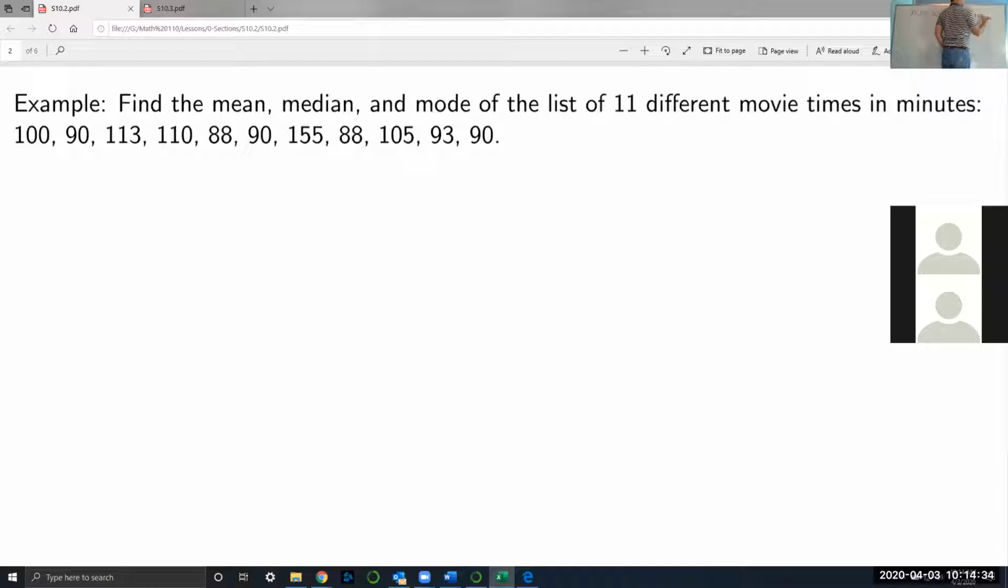105. 110. 110. 113. And 155. That is a long movie. Okay.